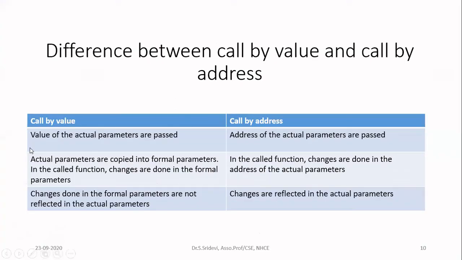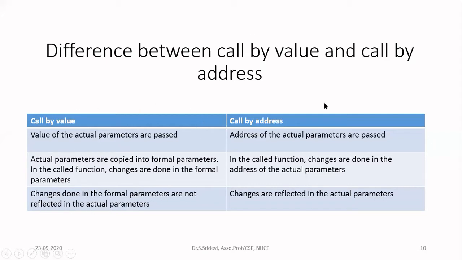In case of call by value, we are passing the value of the actual parameters, whereas in call by address, the address of the actual parameters is passed. That is the first difference. And the second difference is, in call by value, the actual parameters are copied into formal parameters. Whatever the value is, we copy it into the formal parameter. In the called function, the changes are done only in the formal parameters. Those changes are not reflected in the actual parameters. This is called call by value.